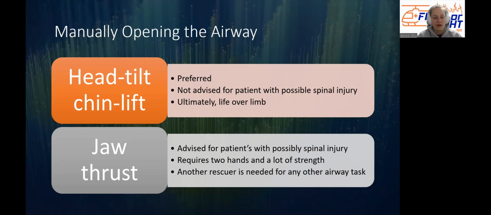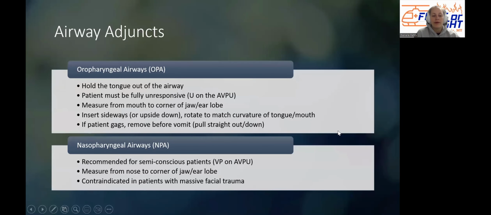So you're going to try really hard for the jaw thrust. You can try using some of the airway adjuncts we're talking about. But if you can't get the jaw thrust to work, just be aware you may need to use that head tilt chin lift in some situations, even if they have a spinal injury. But it's our last resort in that case. So what airway adjuncts do we have at the BLS level? We have oropharyngeal airways, the OPA, and we have nasopharyngeal airways, the NPA.